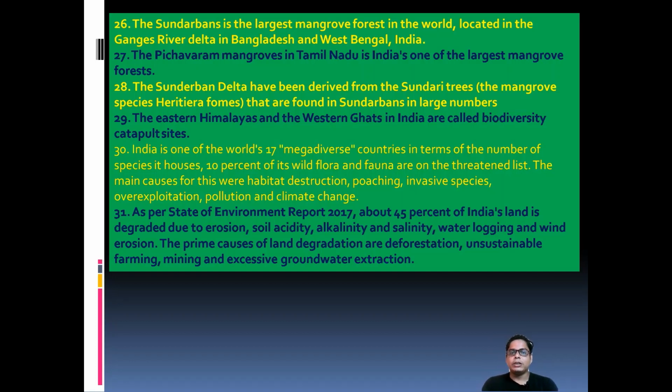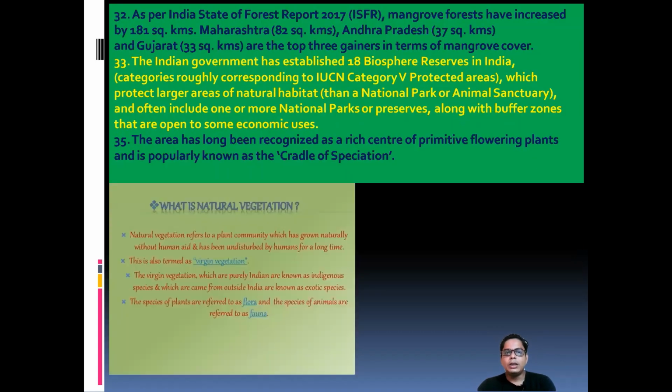As per this, you can see the Government Act 2017 for the Environmental Report, 45% of the land has degraded by erosion, soil salinity, then alkalinity, salinity, water logging, and water erosion. So these are the main things we have to discuss. Then if you want to discuss, as per the State Forest Report 2017.